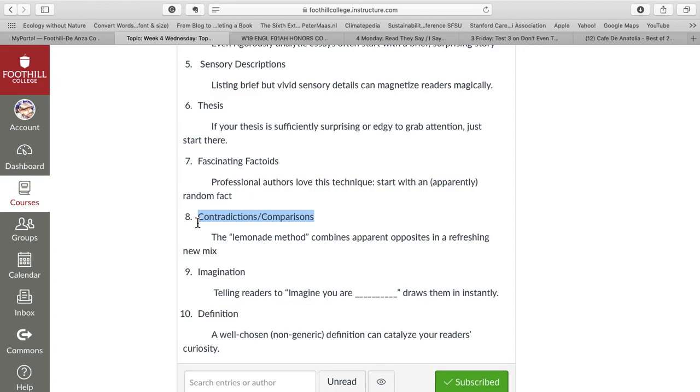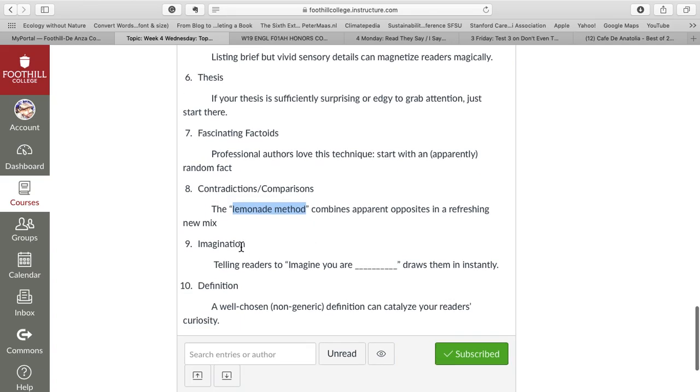Contradictions and comparisons, I talked about this with titles also. This is the lemonade method, where you combine 2 words that don't usually belong together or 2 concepts that don't usually belong together. Here's one I bet you haven't thought of, but I bet you can grasp instantly. This is a favorite. Try this one out.